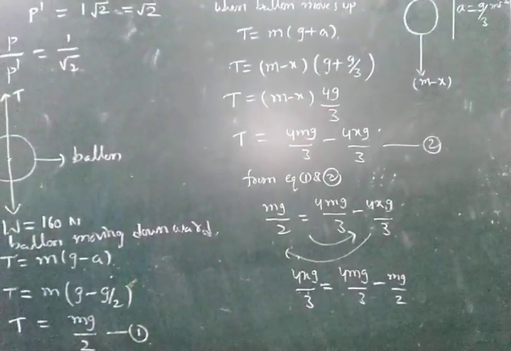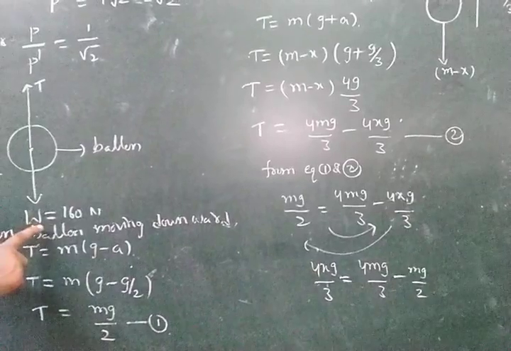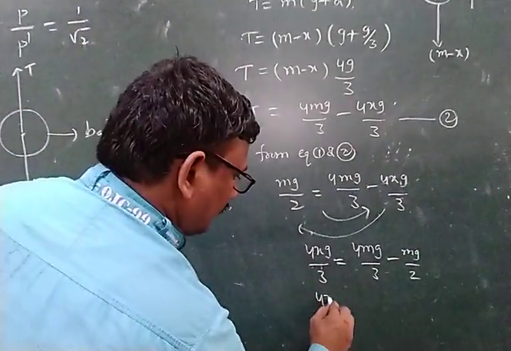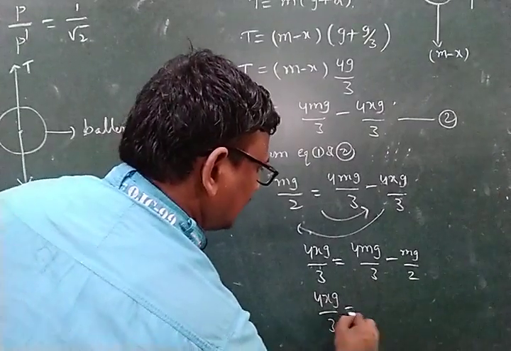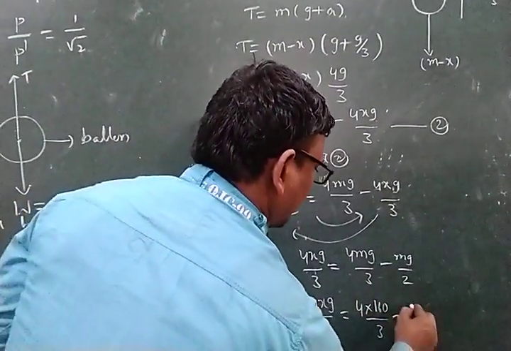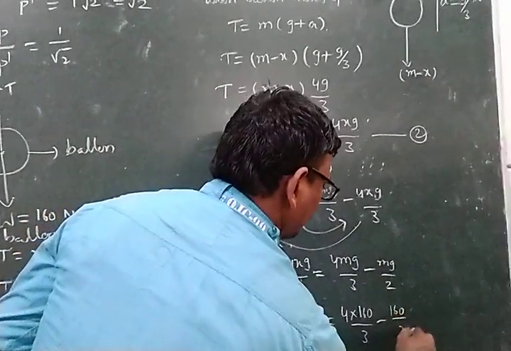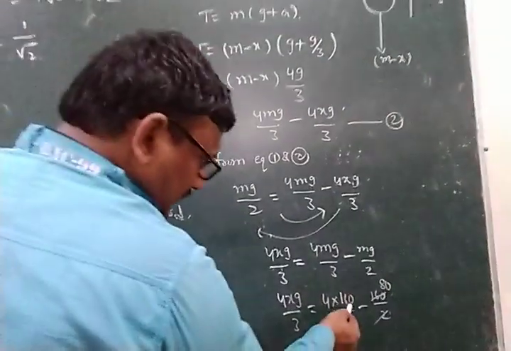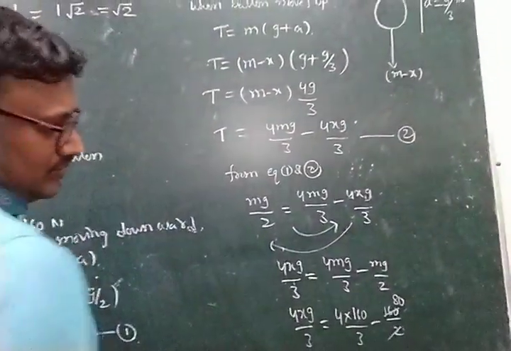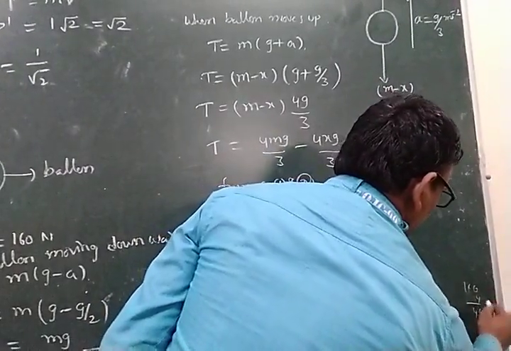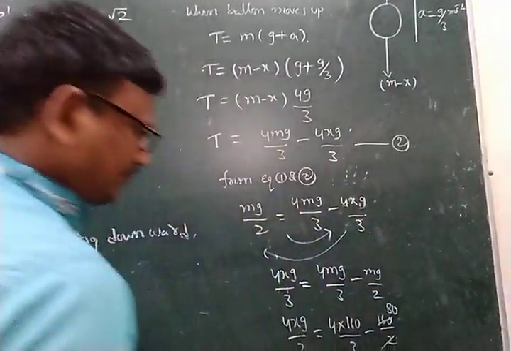Now we have mg, which is nothing but the weight. The weight is 160. Now we can substitute here: 4xg by 3 is equal to 4 into 160 divided by 3 minus 160 by 2. 160 by 2 is 80. And 160 into 4 is 640.